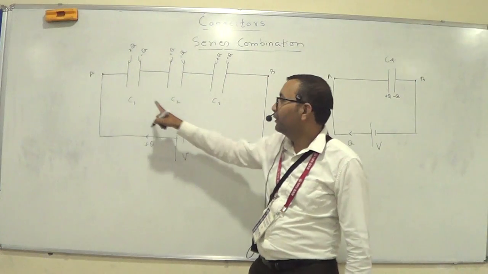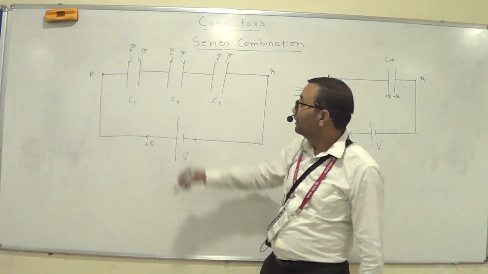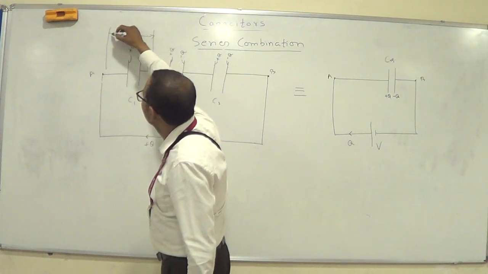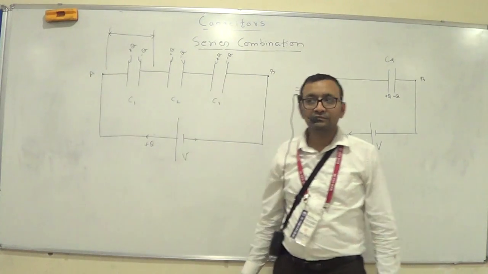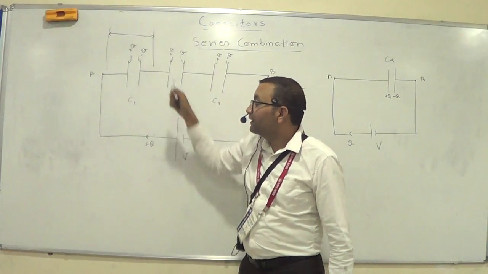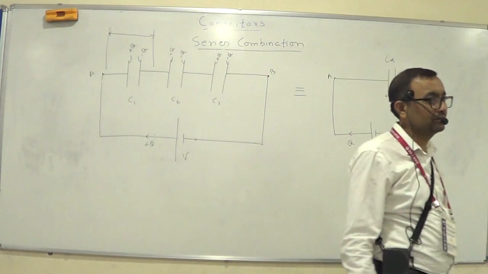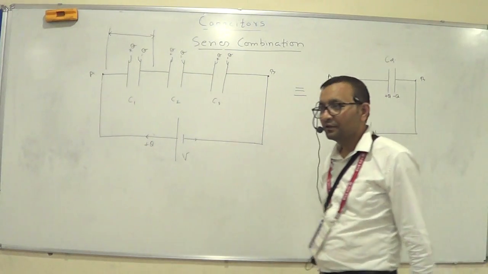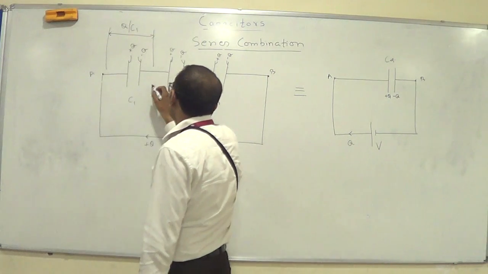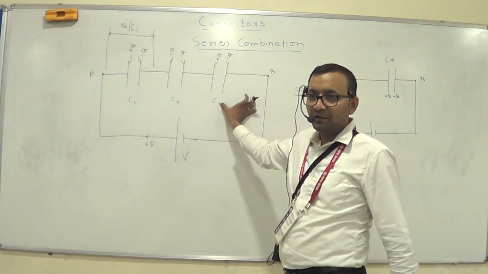Over here, how will you get the potential difference between A and B? Between this point and that point, how much is it? This potential difference is what? Q divided by C. That is the definition of capacitance: Q is equal to CV, right? So the potential difference over here is Q divided by C1. Over there it is what? Q divided by C2. This is Q divided by C3.